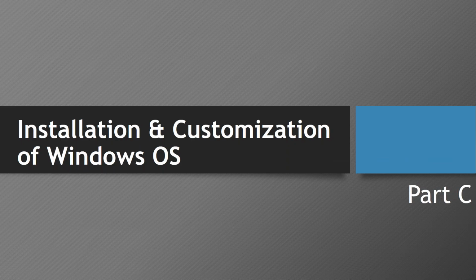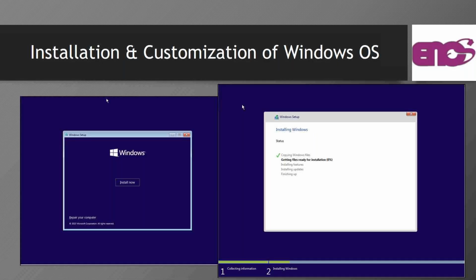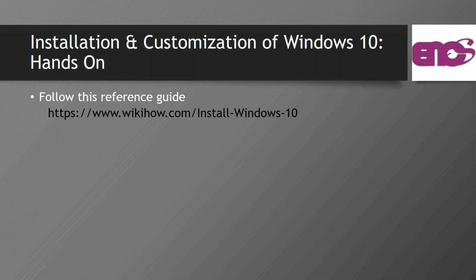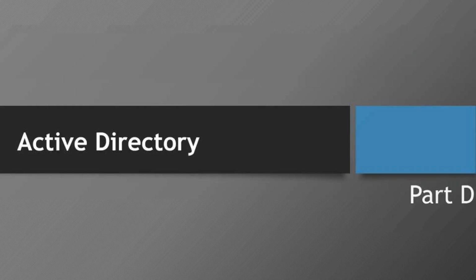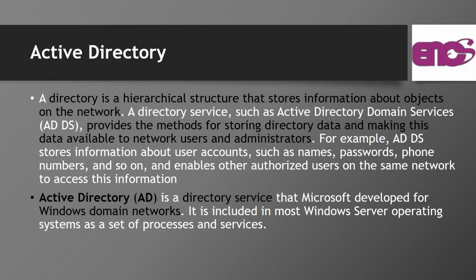Now, installation and customization of the Windows OS. So we will run through this in our hands-on lab. I'll teach you how to install a Windows operating system. And this is a reference link that can teach you how to install Windows 10. So now the last part of module 4, which we also do in lab, is Active Directory. Active Directory is one of the latest innovations, or it's not even the latest.